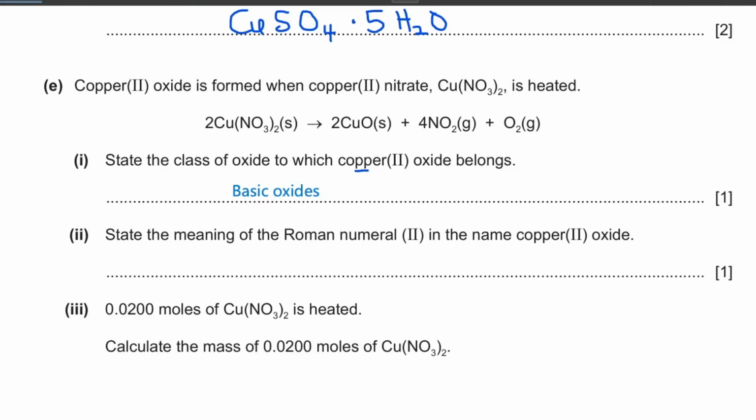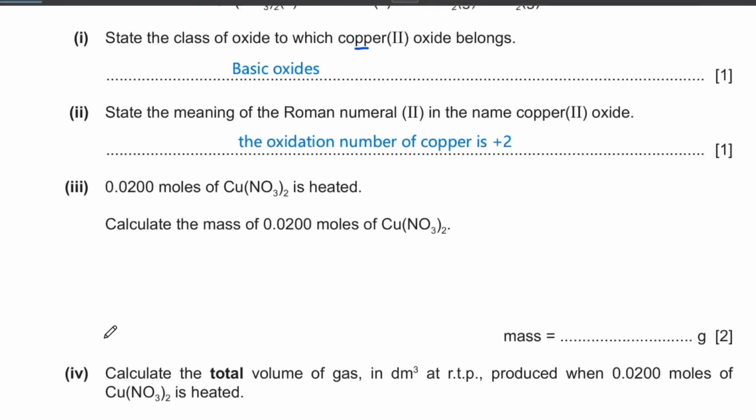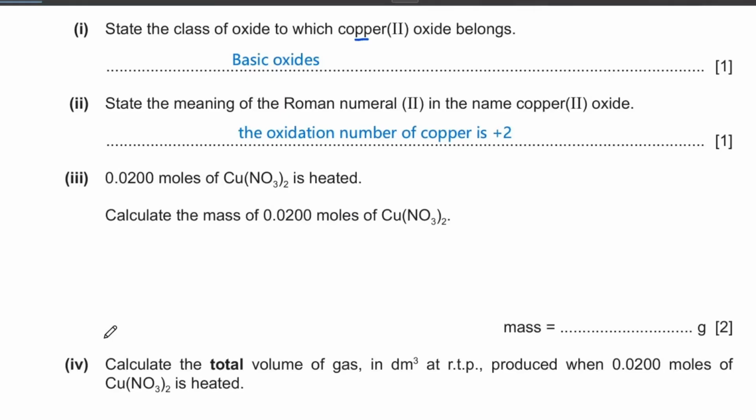Next question. State the meaning of the Roman numeral 2 in the name copper 2 oxide. So the Roman numeral simply means the oxidation number of copper is +2. Next question. 0.0200 moles of copper nitrate is heated. Calculate the mass of 0.0200 moles of copper nitrate.